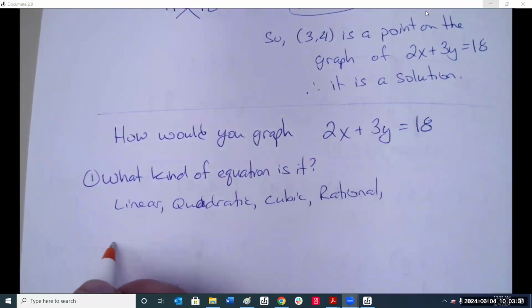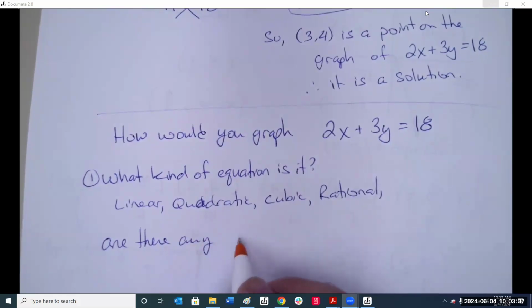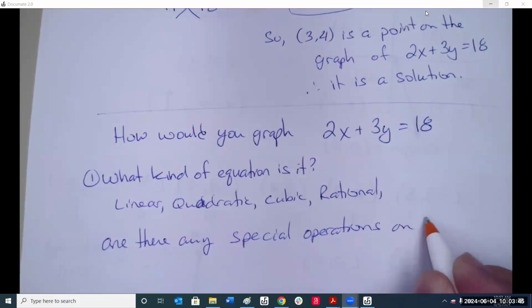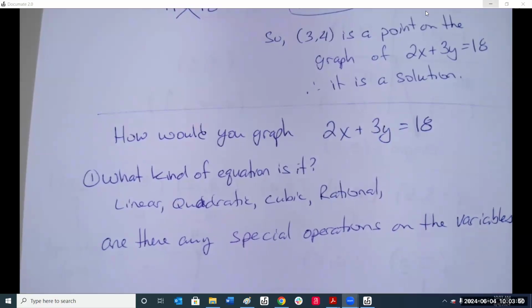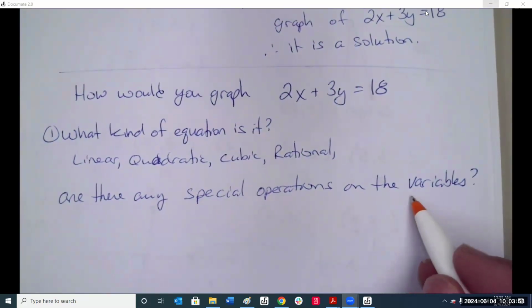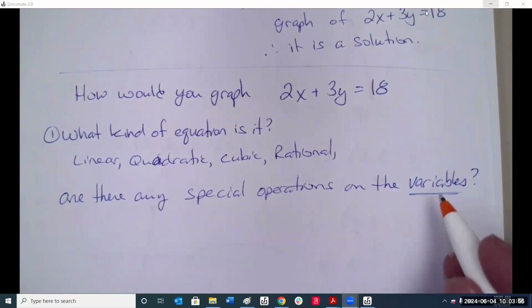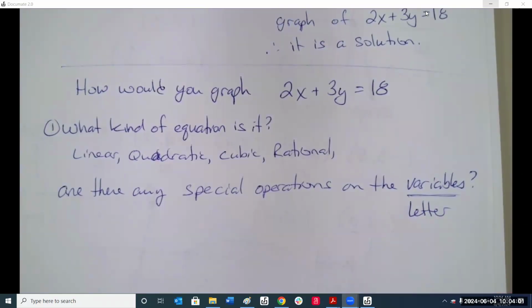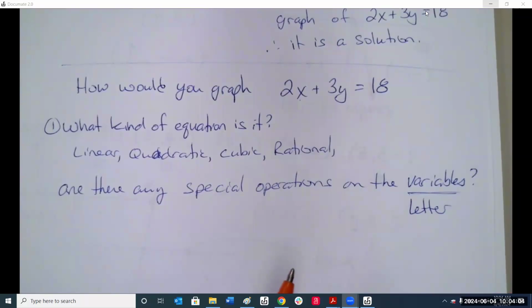First off, you ask yourself, are there any special operations on the variables? What is a variable? What's a variable? The letter, yeah. x and y are the variables. Because, as we just saw, I can plug in any numbers I want in there. Only some of them will work.